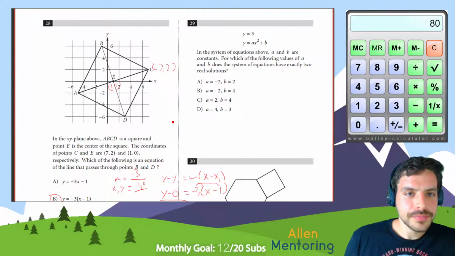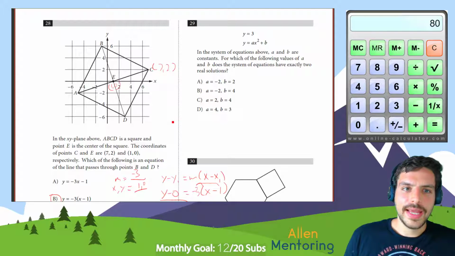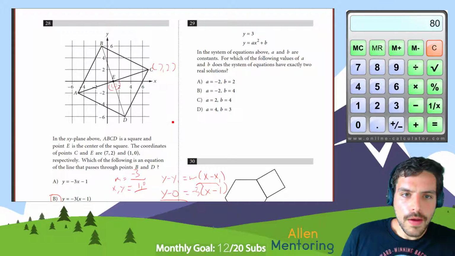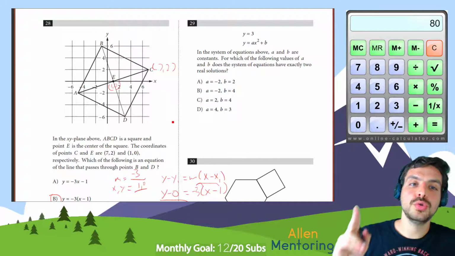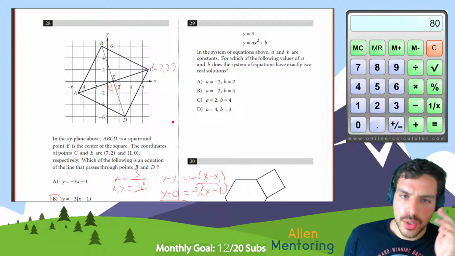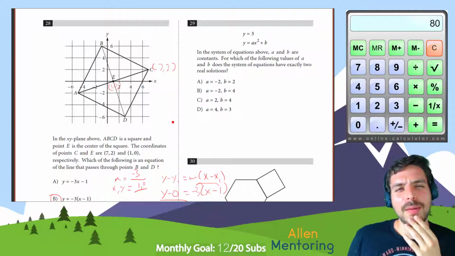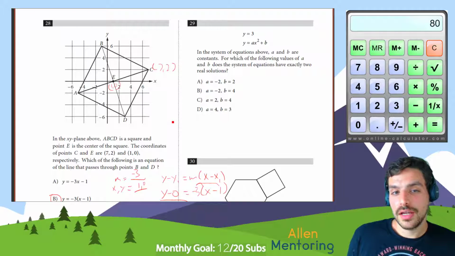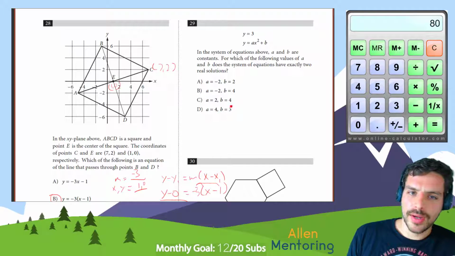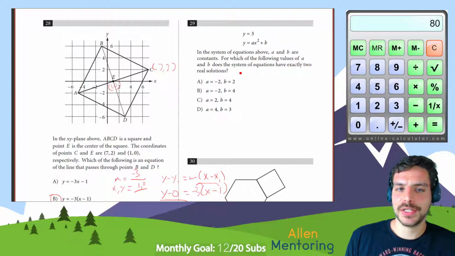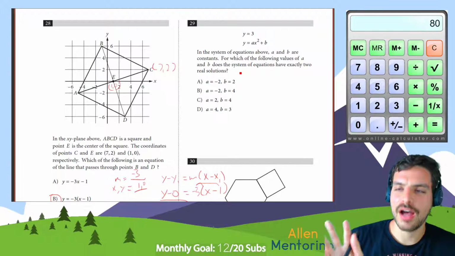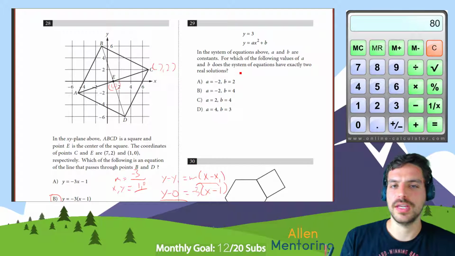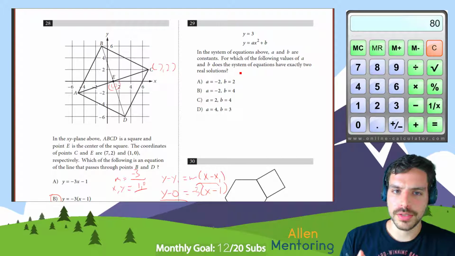Number 29. In the system of equations above, a and b are constants. For which of the following values of a and b does the system of equations have exactly 2 real solutions? I can tell that for this problem we will probably want to guess and check, and in a good way, because they give us the choices and ask which of the following will work. So in this case, I feel confident that guessing and checking is one of the better strategies to use.